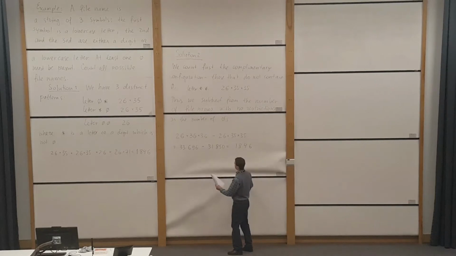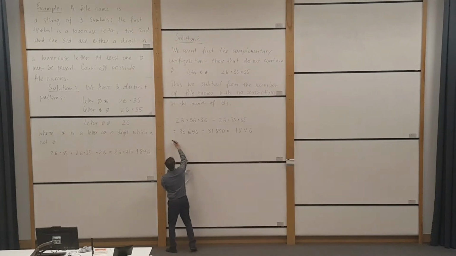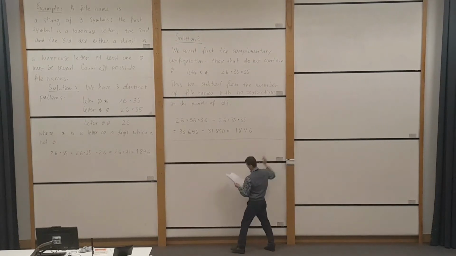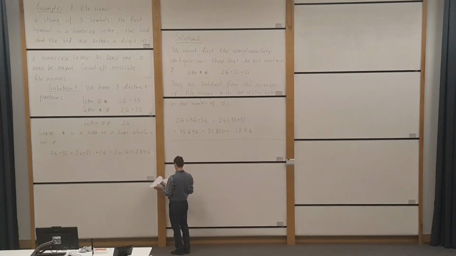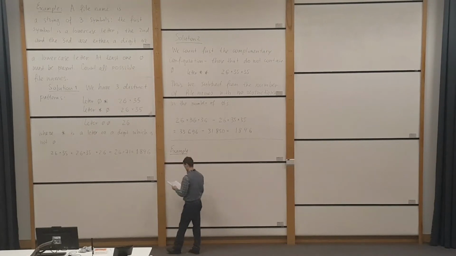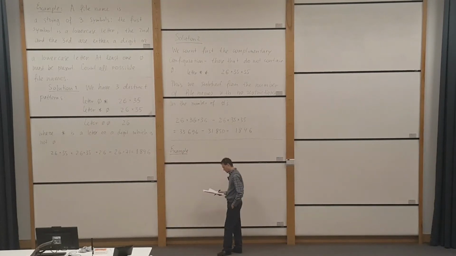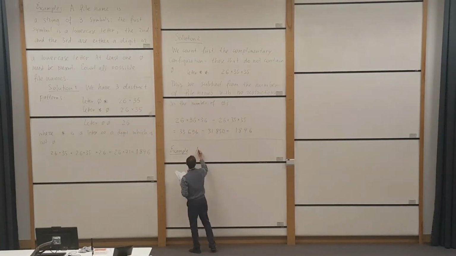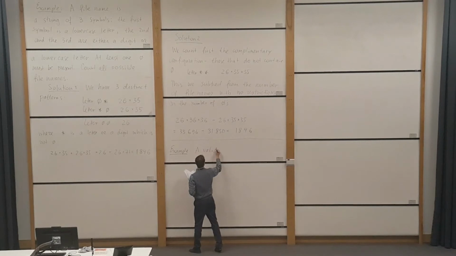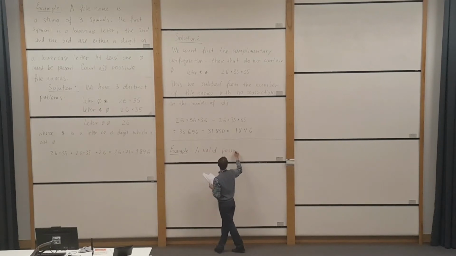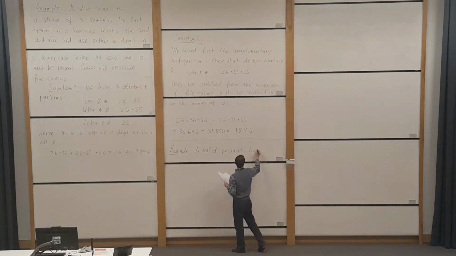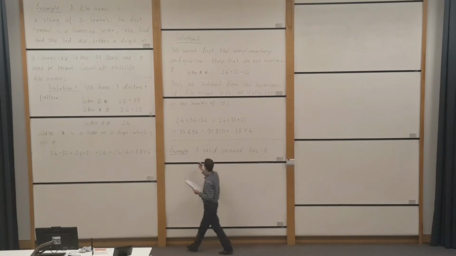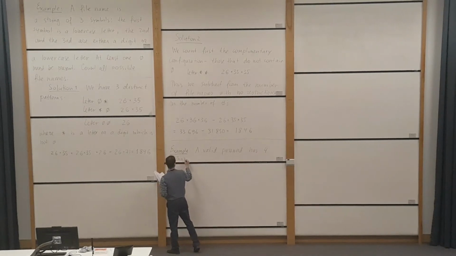Okay. Then another example. Again, in a certain computer system, a valid password consists of exactly 4 characters. A valid password has 4 symbols or characters.